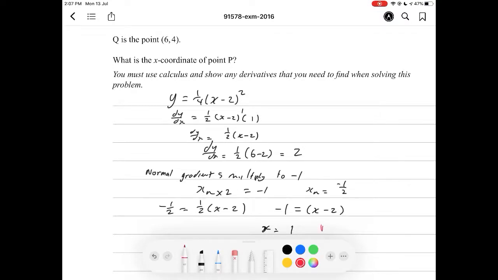And this is a merit level question. To get an achieved grade, if you can find your xn equals negative 1/2, that will get you an achieved grade.